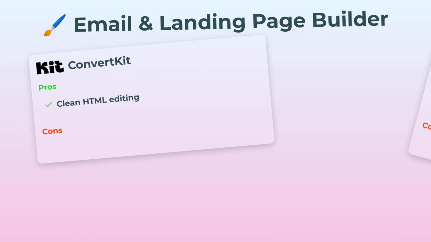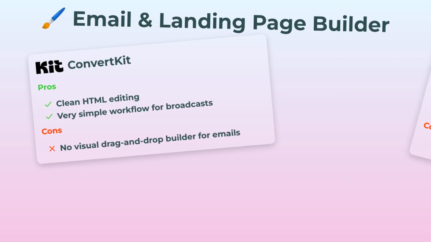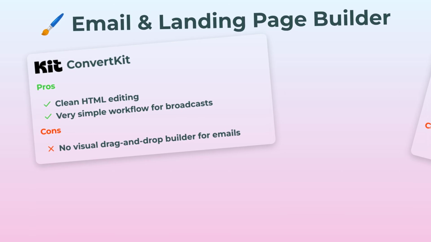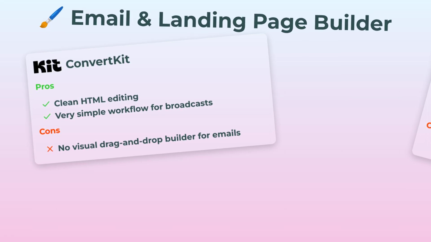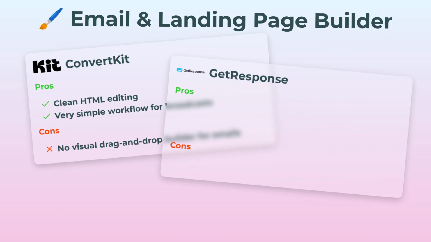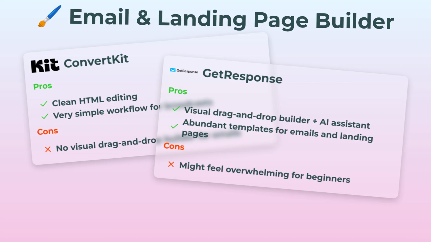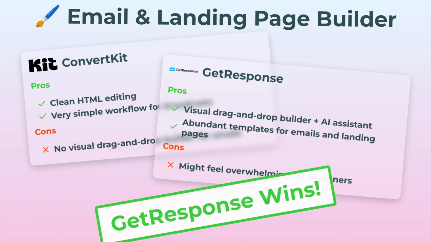Email and landing page builder time. So ConvertKit: clean, minimal, and HTML editing for those who like keeping it super simple. It's great if you just want to send out regular broadcasts and don't care about fancy graphics, but no drag and drop for emails. Yeah, kind of feels outdated. Now, GetResponse? Oh, and here's something cool. It's got a visual drag-and-drop builder with an AI assistant, and a ton of ready-made templates for emails and landing pages. But fair warning, if you're a total beginner, all those options might be a little much. In terms of building those emails and pages, GetResponse pretty clearly takes it.